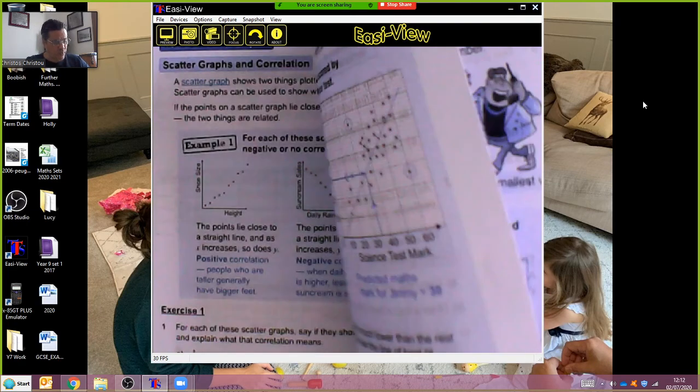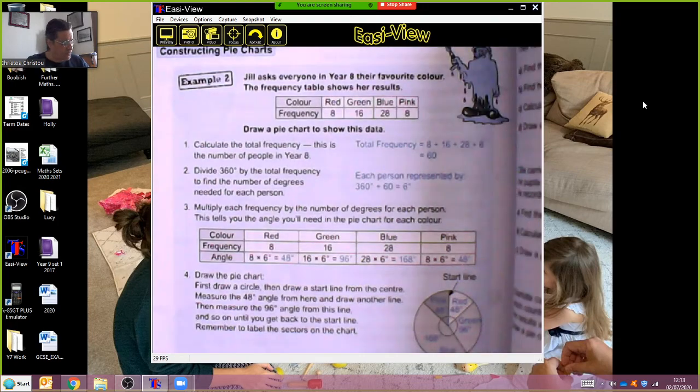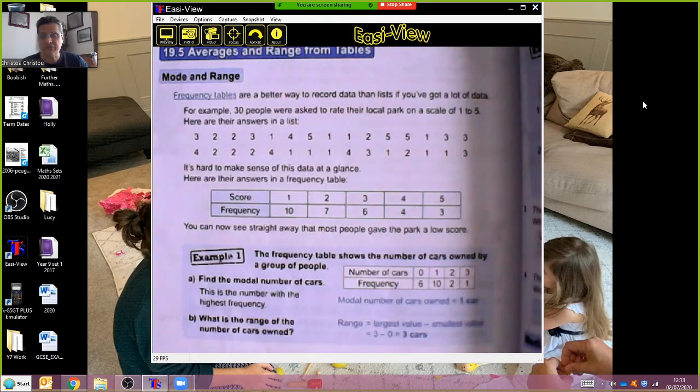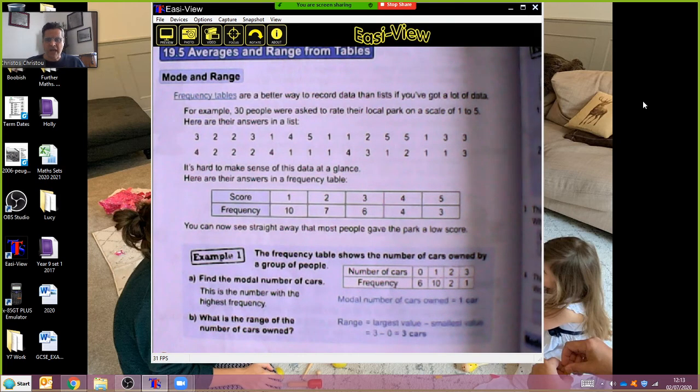You may have thought, well, why hasn't he done all this stuff back here on frequency polygons? The answer is it's not on GCSE anymore, so I'm not going to waste your time with it in year 9. Anyone have any questions for me right now before I sign off?